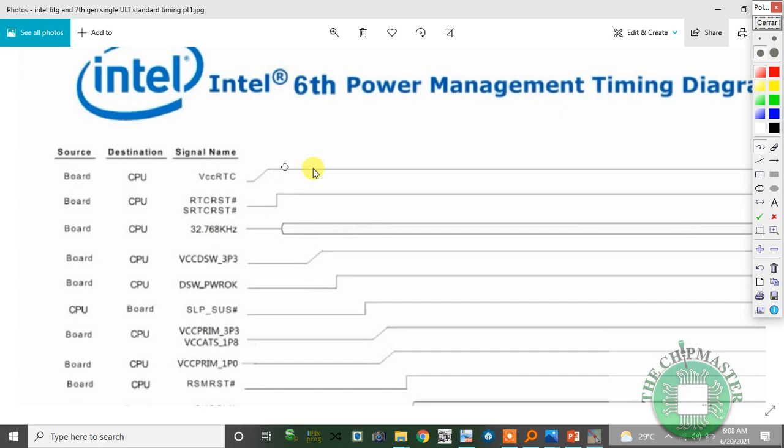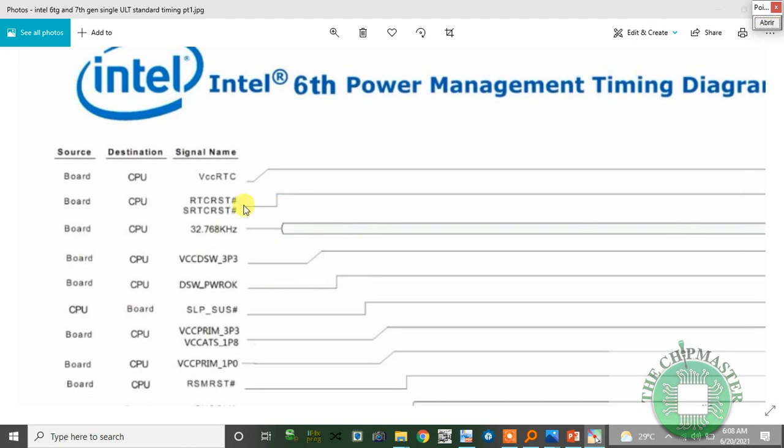If you notice the timing from here to here, this is the reset path. This time must not be below 18 milliseconds. Right? It should not be below 18 milliseconds. Kind of difficult to draw with the mouse. So after 18 milliseconds, this voltage will rise. From here to here, that's a valid reset signal, and it must not be below 80 milliseconds.